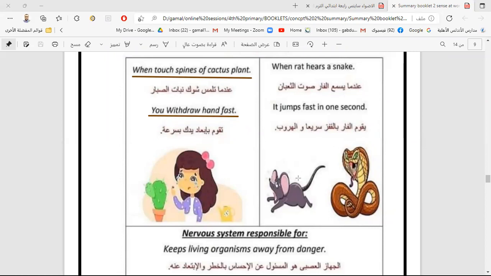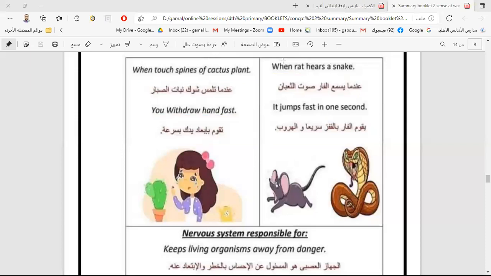Also, animals like the rat or the jerboa can make this. The jerboa can make a very fast reaction, a very fast response. When the jerboa hears or sees a snake, what does the jerboa do? The jerboa jumps very fast, quickly, by the help of its legs. It has big back legs, large legs, and it jumps quickly away from the snake. This is a reflex reaction, and the reaction time is very short.